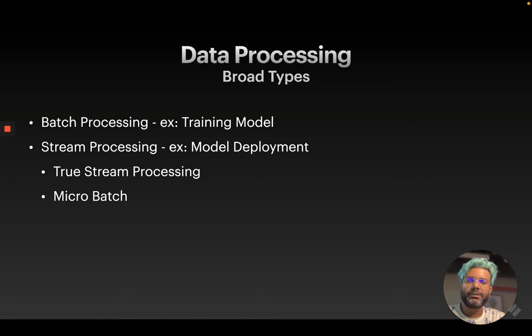So broadly, data processing is of two types. There is batch processing and then there is stream processing. Batch processing, as the name suggests, essentially loads a batch of data and then does some processing on top of it. For example, training a machine learning model is an example of batch processing, wherein you load a large data set and you train your model. Versus when you deploy a model, that is an example of stream processing, because you want the model to act on every piece of data that is coming as a stream and then produce some output based on that.